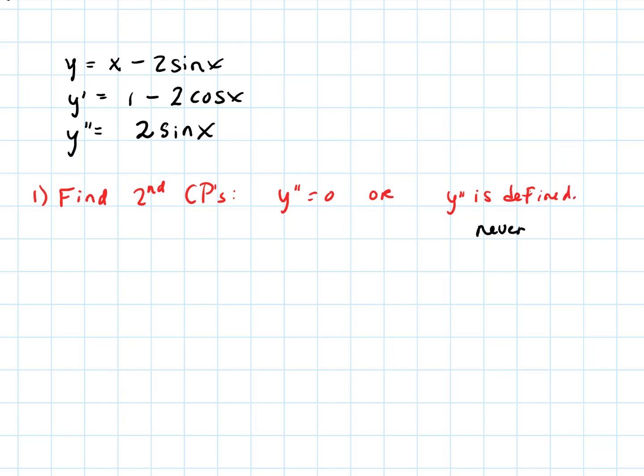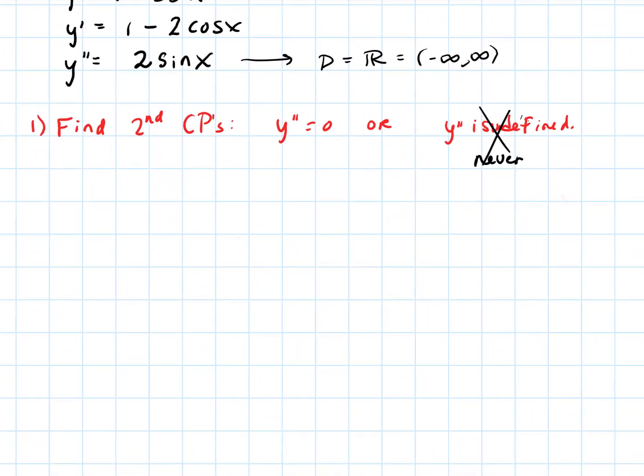So it will never be undefined. Not only is it a trig function, but it's a sine or cosine, which are defined across the entire number line. So this has a domain of all reals. So it's always defined. That's funny, I wrote defined, but I meant to say undefined. So there's no points where it's not defined.